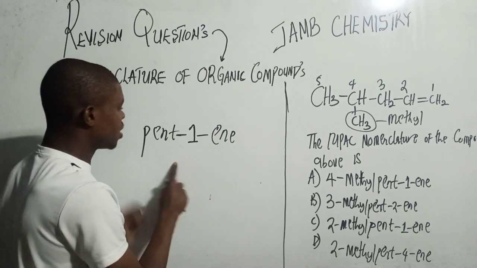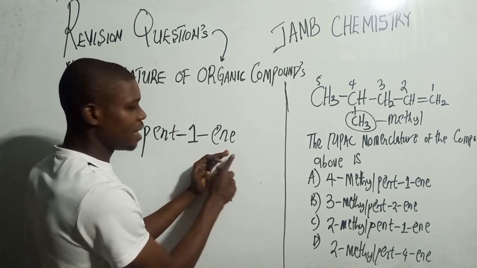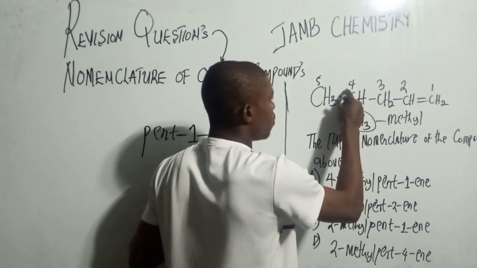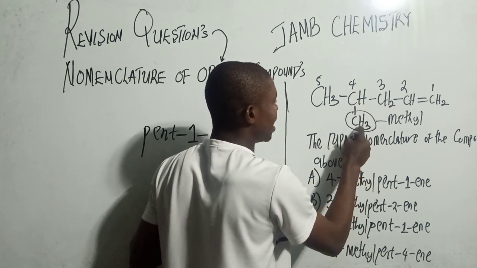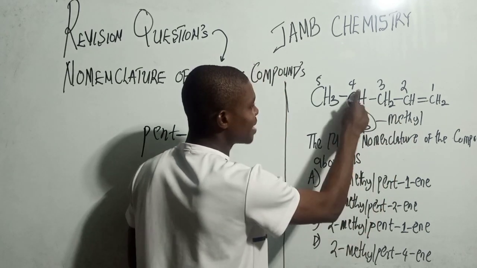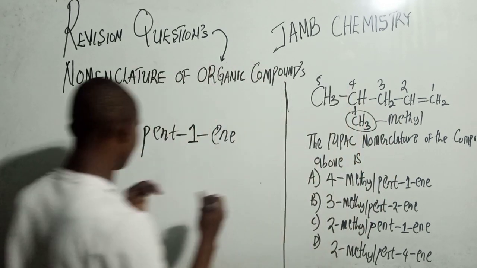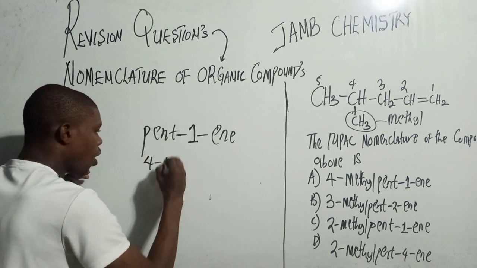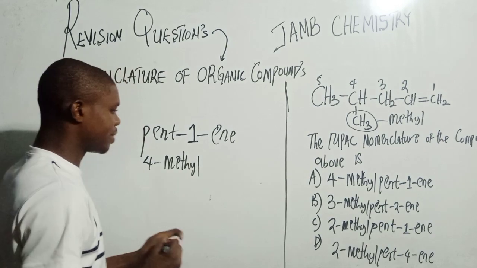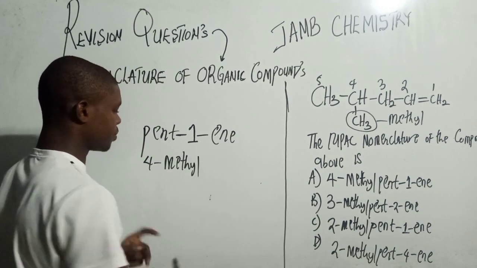So the parent chain is pent-1-ene. Now, when you look at carbon 4, it has a substituent called methyl. Methyl is on carbon 4, so it will be 4-methyl. Do you see that? 4-methyl.